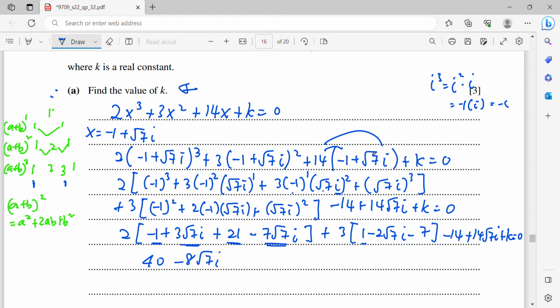Right, so here 1 minus 7 is minus 6. Minus 6 plus 3, minus 6 times 3 is minus 18. Then 3 times minus 2 root 7i, it will be minus 6 root 7i. Then the rest just copy.